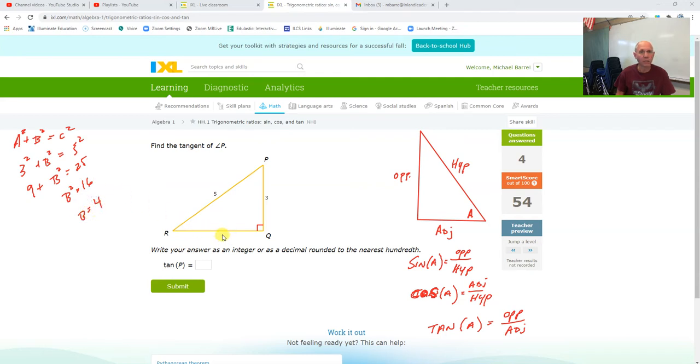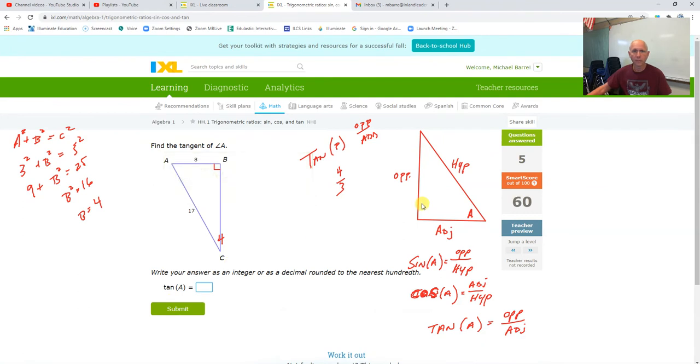Okay, Pythagorean Theorem. And now I'm going to do tangent of P, which is opposite over adjacent. Tangent is opposite over adjacent, so 4 over 3, which is 1.33. Hundredth, good. Got it.